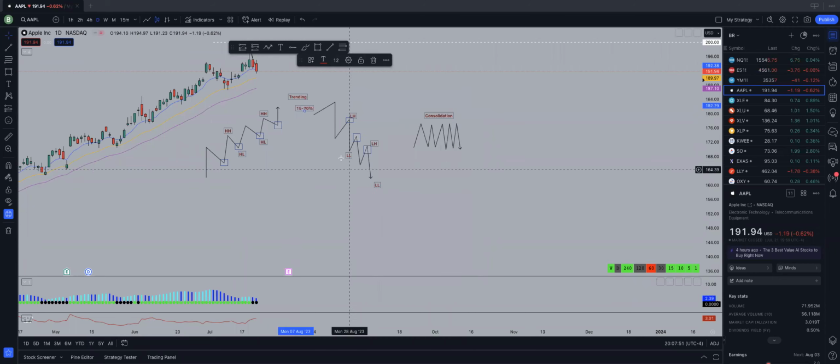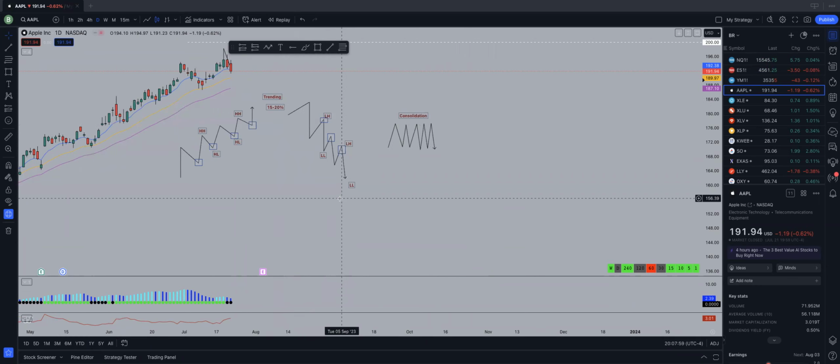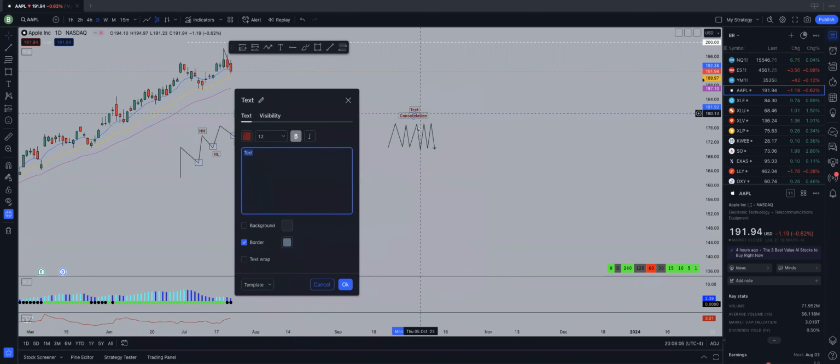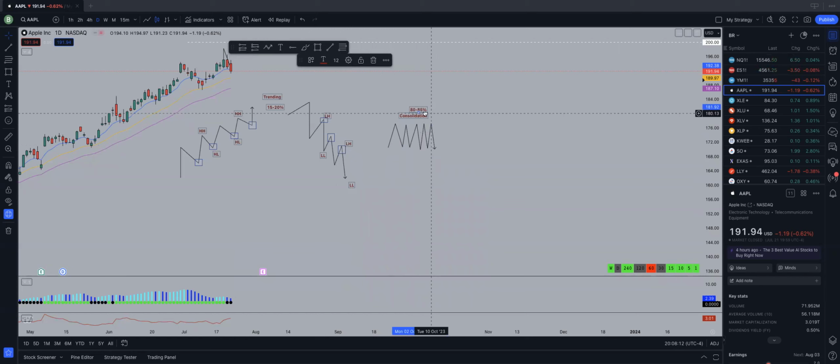Okay. It's proven facts done by studies. This happens 15 to 20% of the time. A trending market happens 15 to 20% of the time. And this consolidation phase, although it may not look perfect like this horizontal box here, this happens about 80 to 85% of the time. Okay.